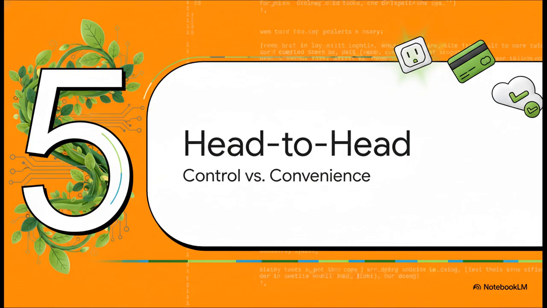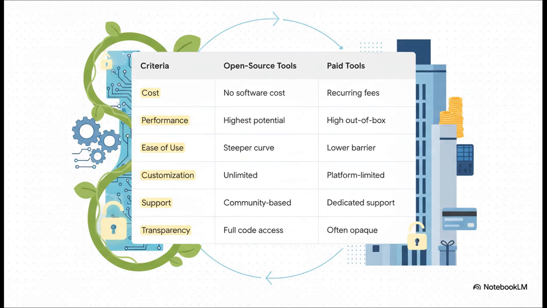Now for the main event. Let's put them right next to each other and really see how they stack up when it comes to building a green website. This is control versus convenience. And this table just lays out that central trade-off perfectly. With open source, the software doesn't cost anything, but you might end up paying a lot more for a developer to build and maintain it. You have the potential for absolute peak performance, but you need a real expert to get you there.